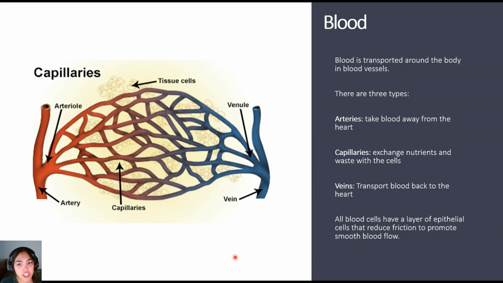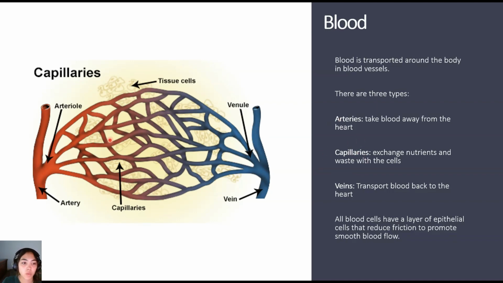So blood is transported around the body in blood vessels. Okay. So we've got three types of blood vessels. Arteries take blood away from the heart, and that would be away from the heart and towards everything else. So think about the A for away. A for arteries is away.